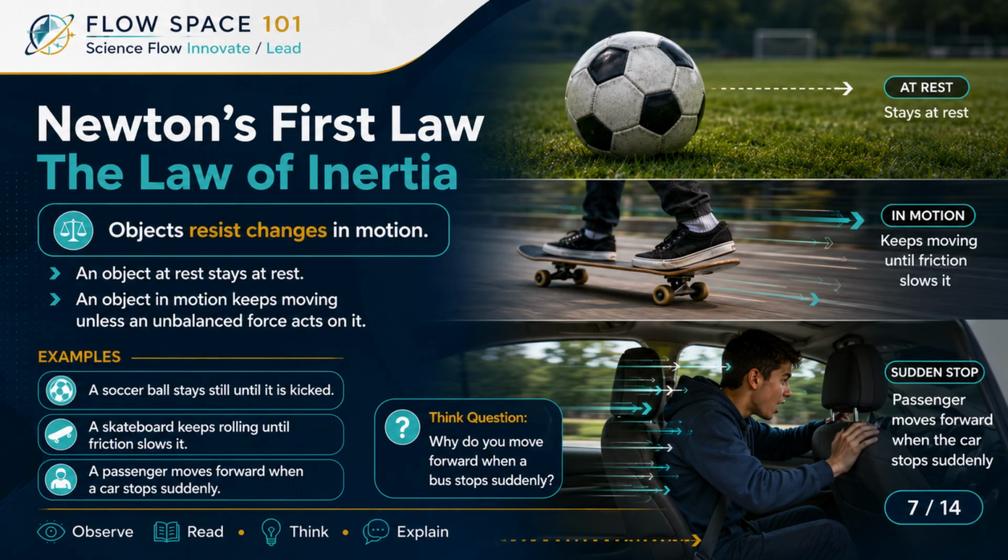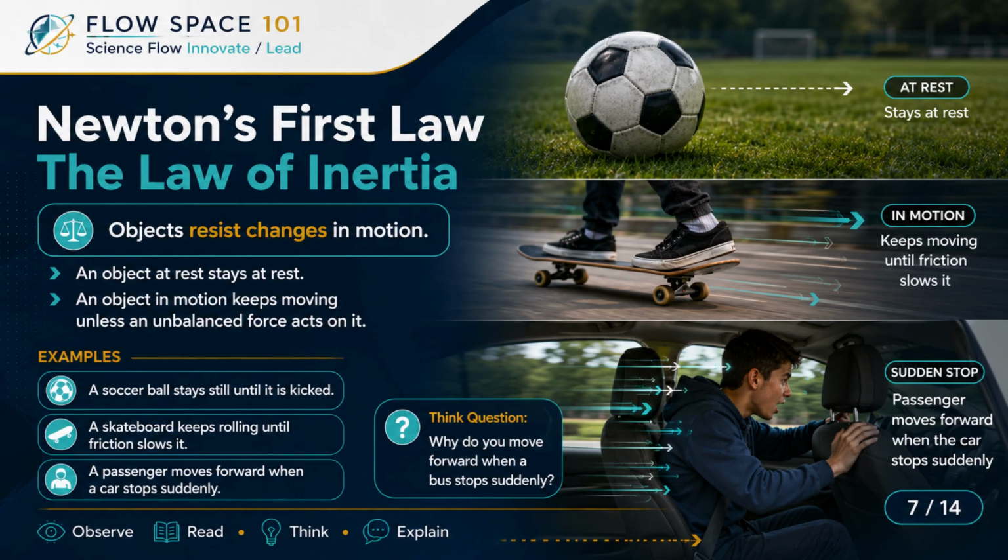An object in motion continues moving in a straight line at a constant speed unless an unbalanced force changes its motion. A skateboard continues rolling until friction slows it down. We also experience inertia inside a vehicle. When a car or bus stops suddenly, your body continues moving forward for a moment because it was already in motion. A seat belt then provides the force that safely stops your body.